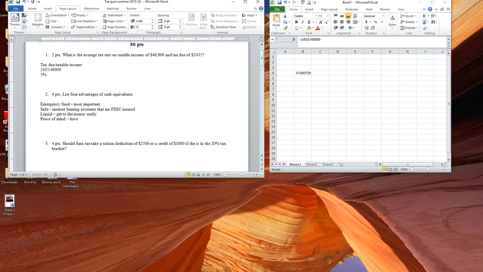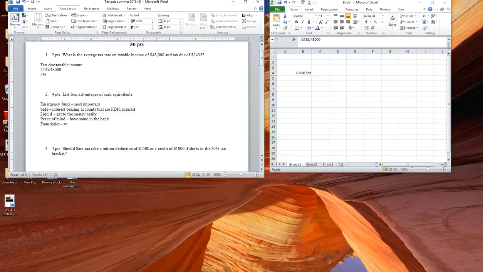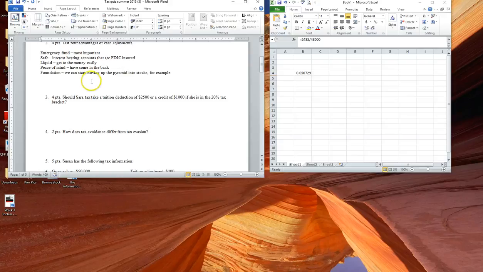Okay. We just have some money in the bank, which is a good thing. It is our foundation. And what I mean by this is that once we have some cash, we can now start moving up the pyramid into stocks, for example. But we need that foundation first. So all of these are good reasons for cash equivalents. You could probably think of some others, but that's five so far.